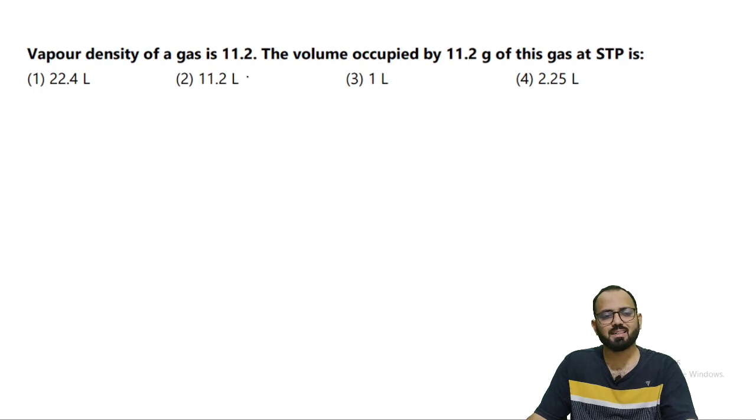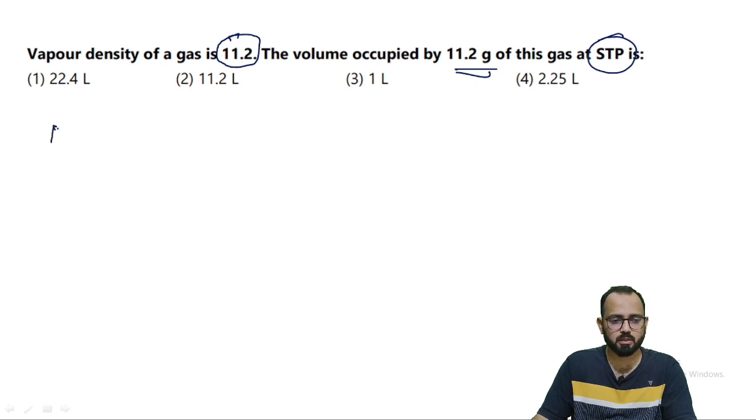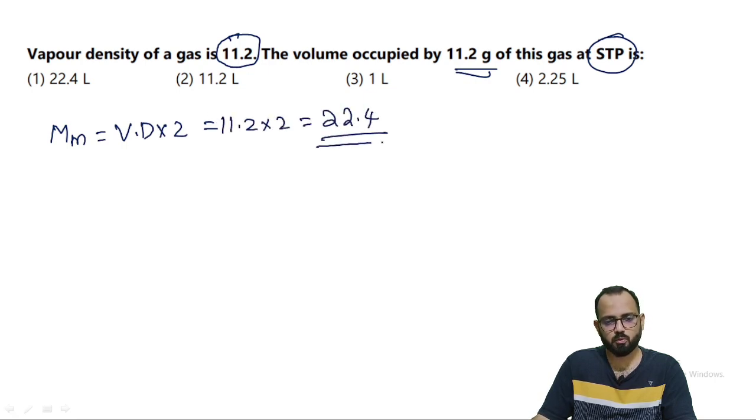Now the vapor density of a gas is 11.2. The volume occupied by 11.2 gram of this gas at STP is what you have to find out. Again in the question, they have given you the vapor density of a gas. From the vapor density we are going to find out the molecular mass. Vapor density into 2, that is 11.2 into 2, is 22.4.